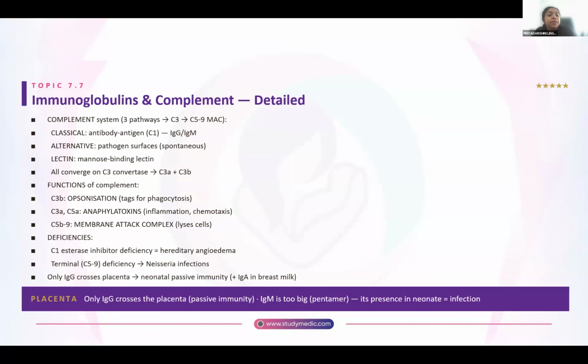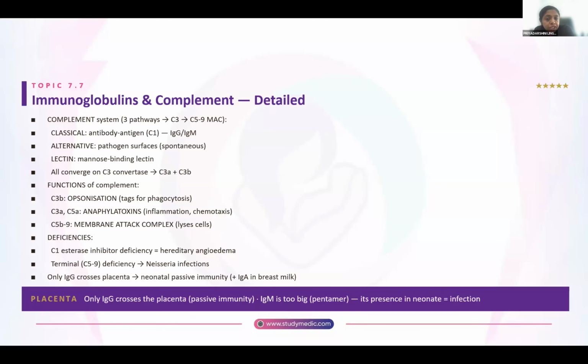Now, complement system, as we just saw, we have 3 different pathways of complement system: the classical, the alternate, and your lectin mannose binding pathway. The functions: C3b, opsonization; C3a, C5a, anaphylatoxins, so it is associated with inflammation, chemotaxis; and C5b to 9 is your membrane attack complex, that is your MAC complex, and this lyses the cells.